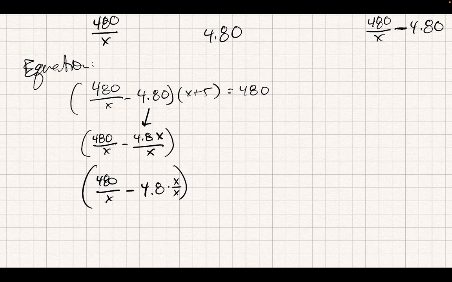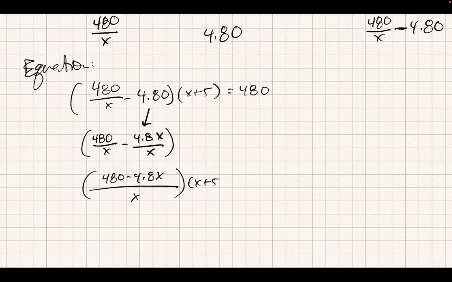What do I do after I multiply top and bottom by x over x? What do I get? 480 minus 4.8x, all over x. And then you times that by x plus 5, right? And that equals 480. Yep. And then you FOIL.